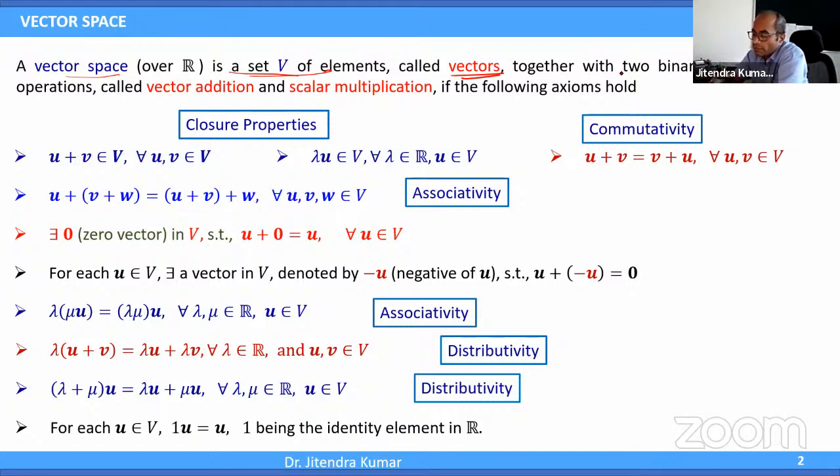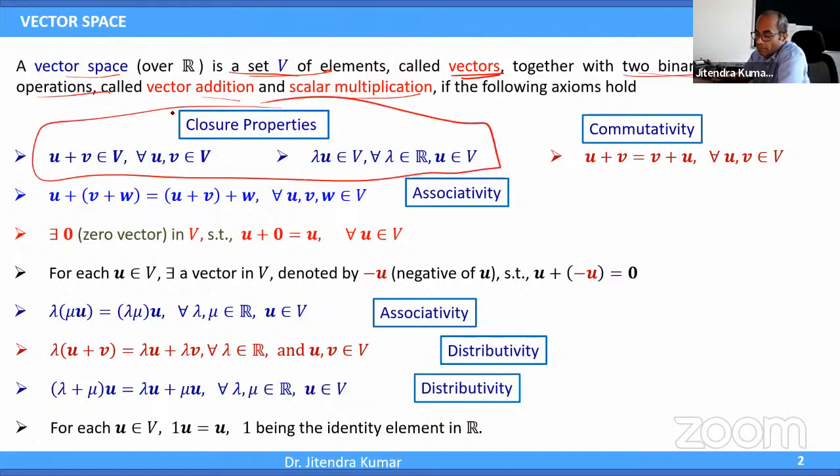First of all, we need to define two binary algebraic operations, which are called vector addition and scalar multiplication. Depending on how we define the addition of the elements of this vector space and what the scalar multiplication is, we will call this set a vector space. So what are the properties? Some important properties are the closure properties.